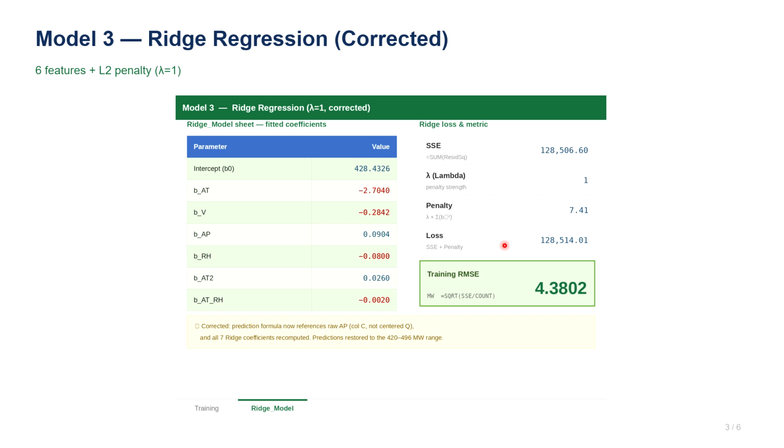I want to highlight one thing here. When I first reviewed this model, its predictions were wildly wrong, in the thousands of megawatts. On investigation, the prediction formula referenced the wrong column, a centered pressure variable instead of the raw one, and the coefficients were incorrect. I corrected both, as I noted here at the bottom. And the model now produces a sensible training RMSE of 4.38 megawatts.